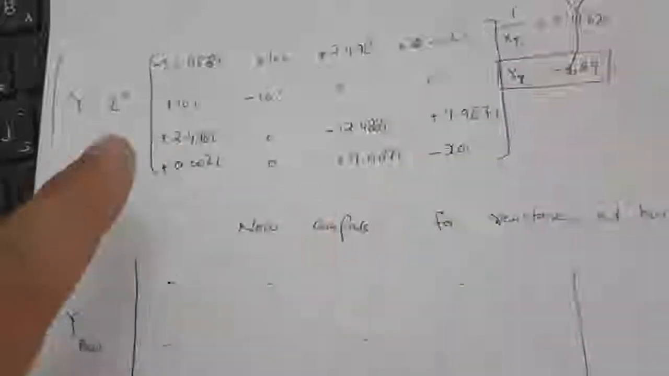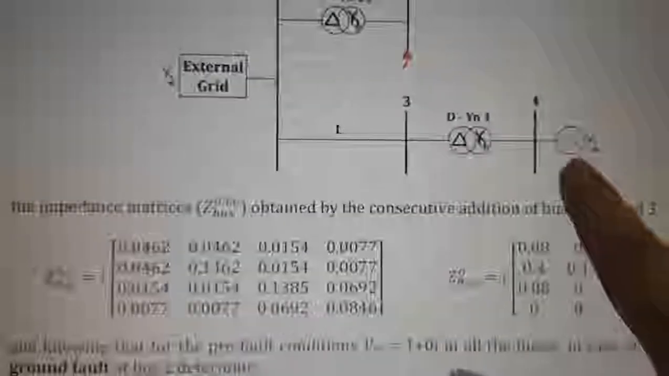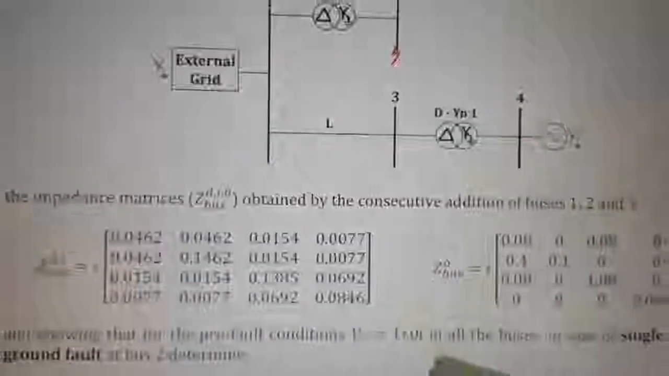From here, these are all the reactances, and from here you have to find the reactance of the generator. In the question, you can see that the generator is connected to bus 4. It means that Y bus 4, the fourth row, fourth column, will be for the generator reactance. I just put dot dot dot because I don't need the other quantities, I just need this one.